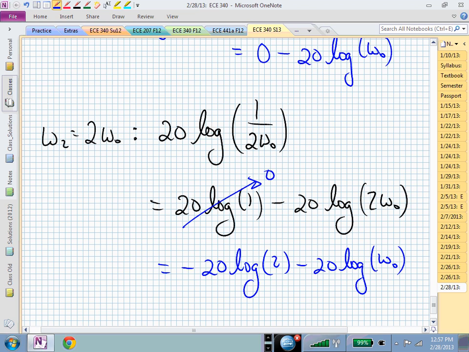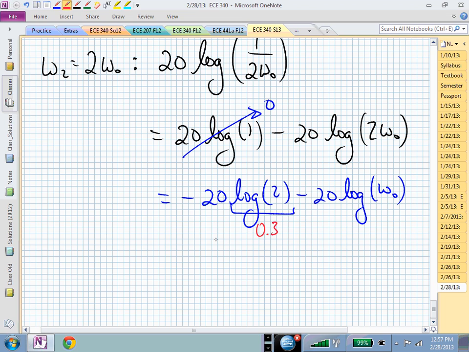And what did we say log of 2 was? We said this was 0.3. This 20 times 0.3 gives us 6. And this whole thing now is our minus 6 dB change from where we started. And that's where this minus 6 dB per octave comes from for a given single pole factor.